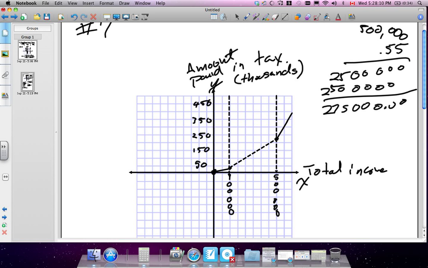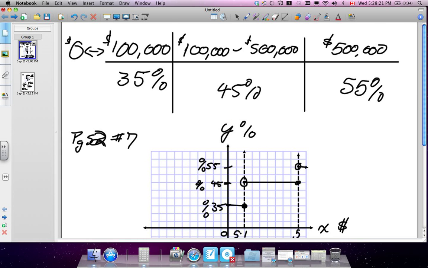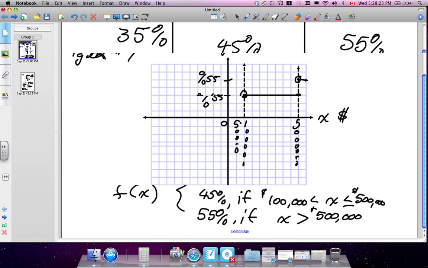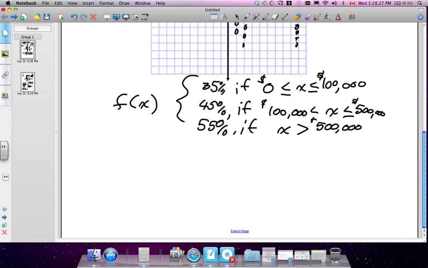So the only real difference from the one we had before is that instead of using the 0.35, our 35%, her f at x, because it's measured a little differently, is 0.35x. That's the linear equation. That's why it's a straight line. If x is between 0 and 100,000.